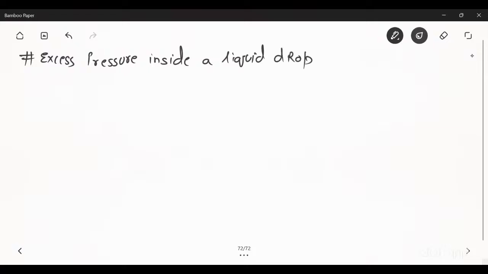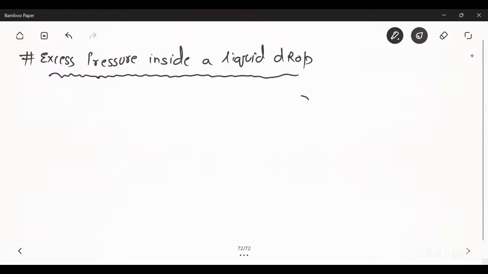So, excess pressure inside a liquid drop. As you know, the liquid drop is spherical in shape. But how does it become spherical?